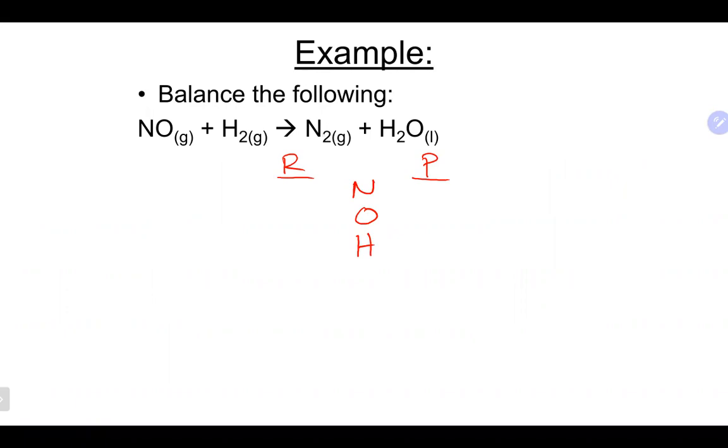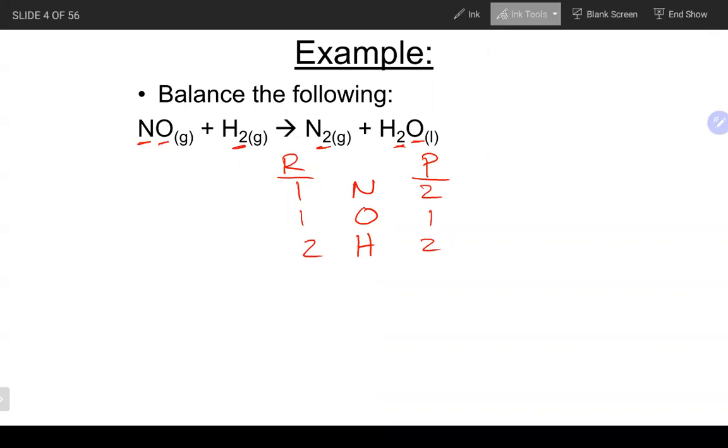On the left-hand side, there's one nitrogen, which is right here. Right-hand side, there are two nitrogens. Left-hand side, there's one oxygen. Right-hand side, there is one oxygen. Left-hand side, there are two hydrogens. Right-hand side, there are two hydrogens. Any questions on where I got those numbers from? Again, just the numbers of each of those guys.